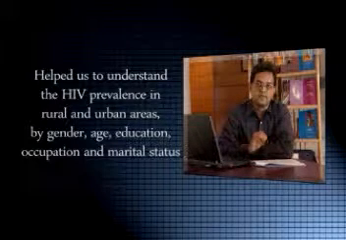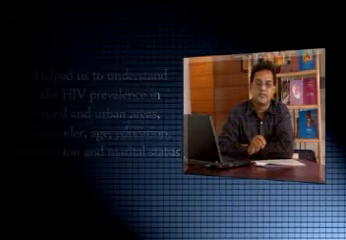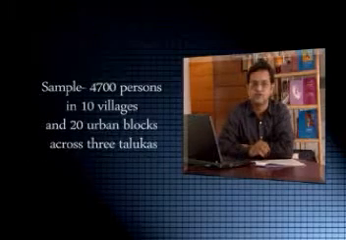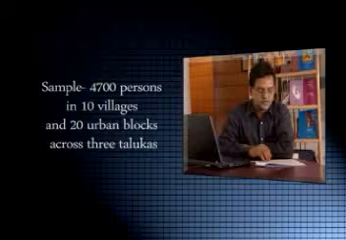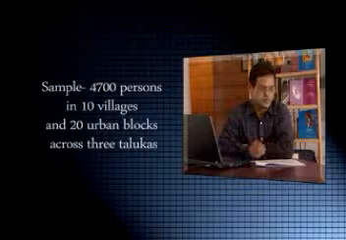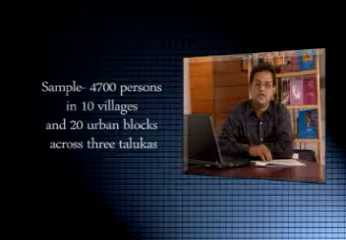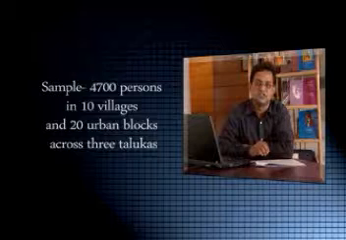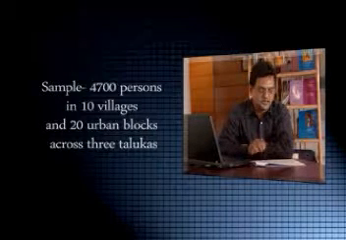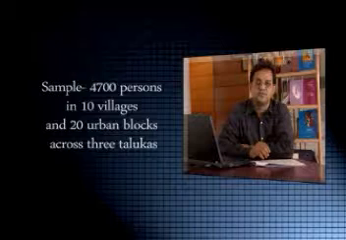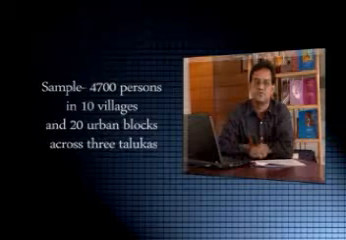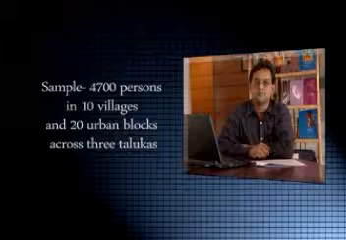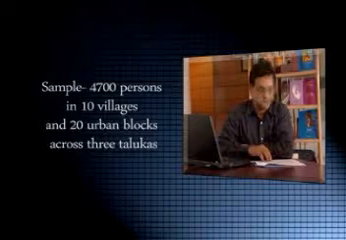Now, this survey basically collected data from a representative sample of 4,700 persons, both in rural and urban areas. We have men and women also in this group. We selected 10 villages out of all the villages in the talukas where we did the survey, based on probability proportional to population size, and 20 urban blocks were selected from the NSSO urban block frame using systematic random sampling.